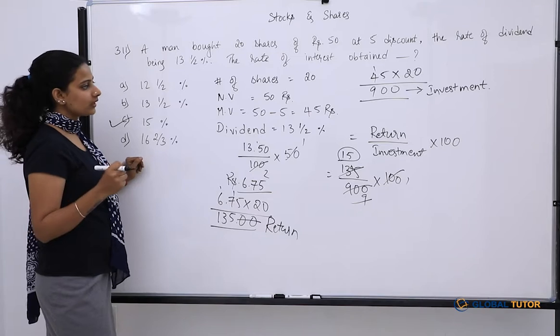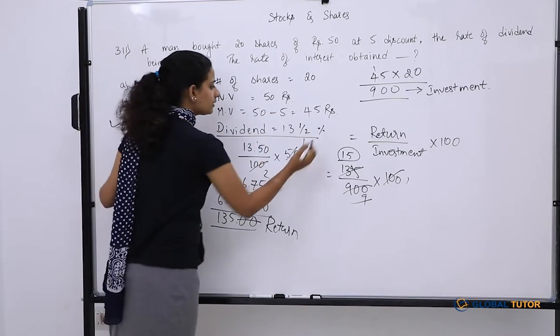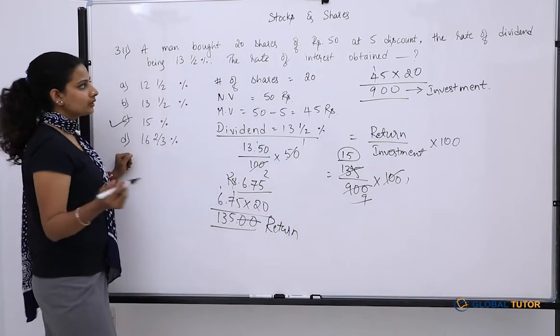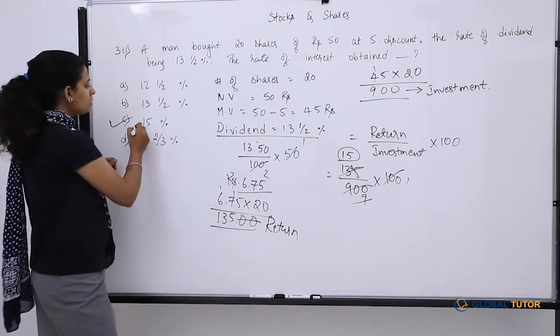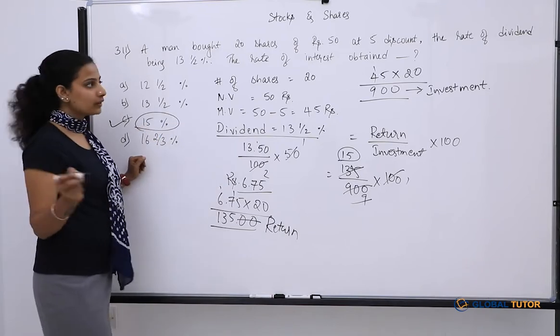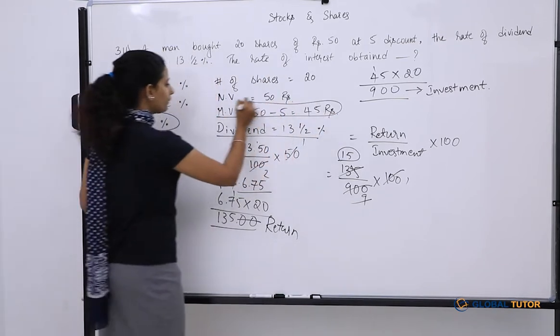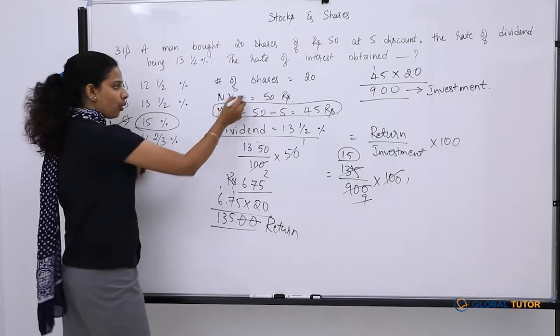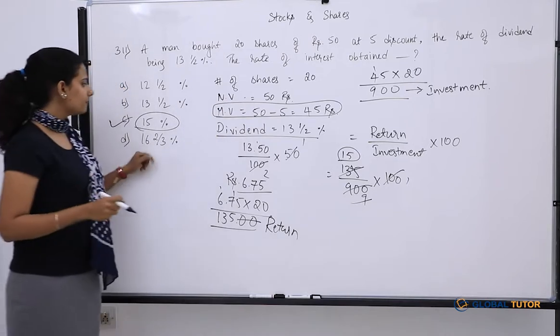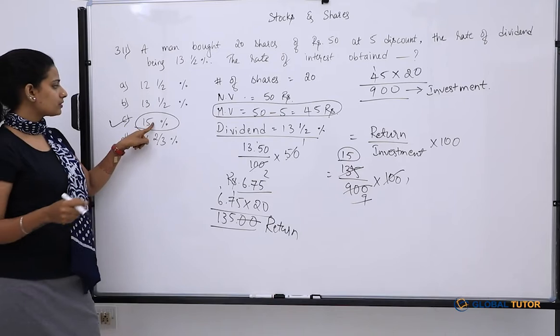If you notice one thing, the dividend here is only 13.5%. However, the rate of interest he obtained was 15%. That is because he bought the share at a market value of 45 rupees, which is 5 discount on the nominal value. That's why he got a rate of interest of 15%.